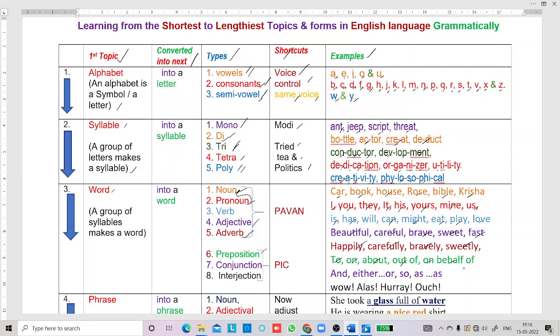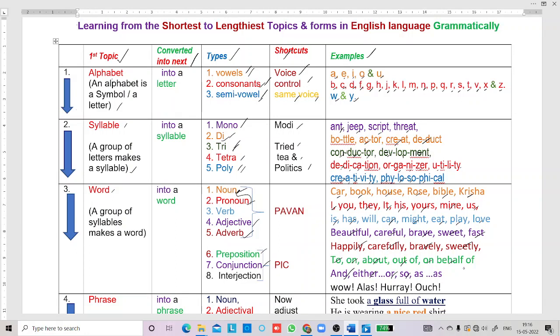Next one is called conjunction. Now what is a conjunction? A conjunction is a word which is used to join two words, two phrases, two clauses or two sentences. There are also different types. Examples are and, either, or, so, as.